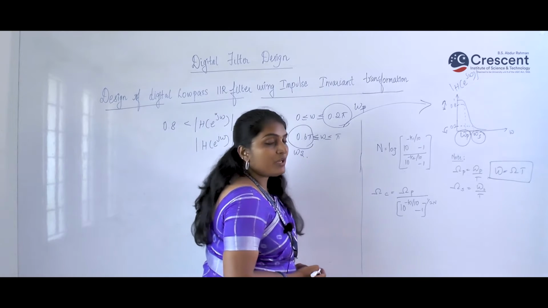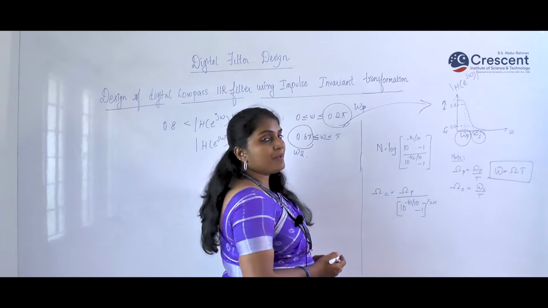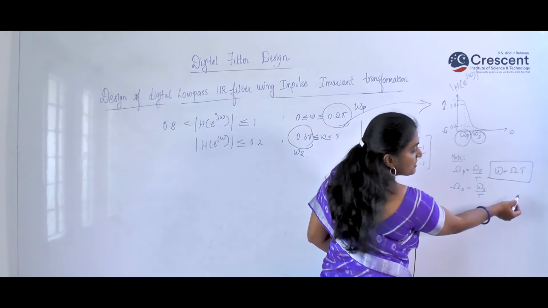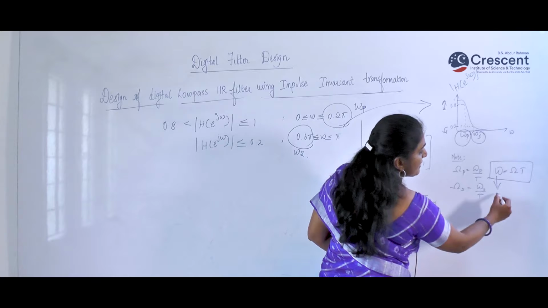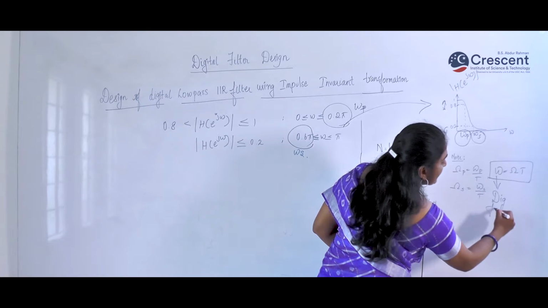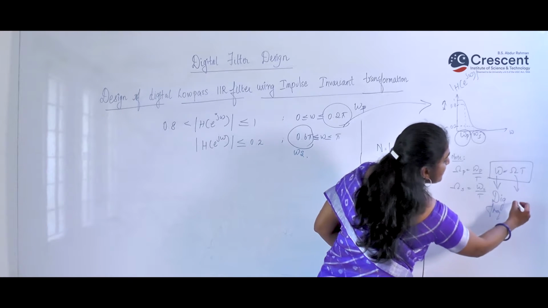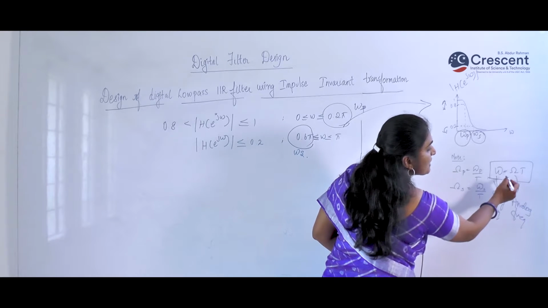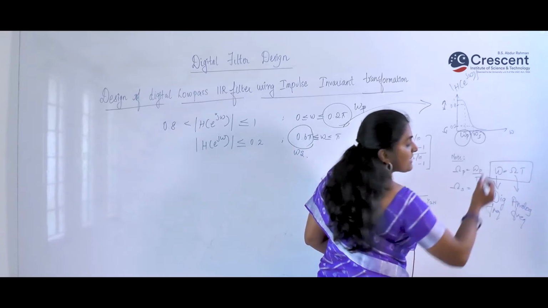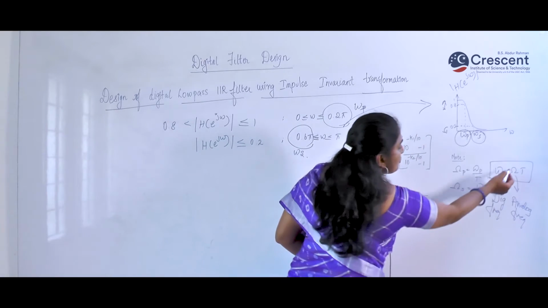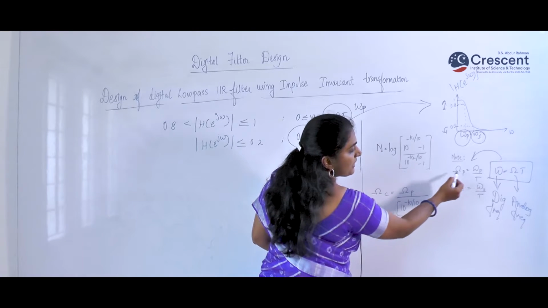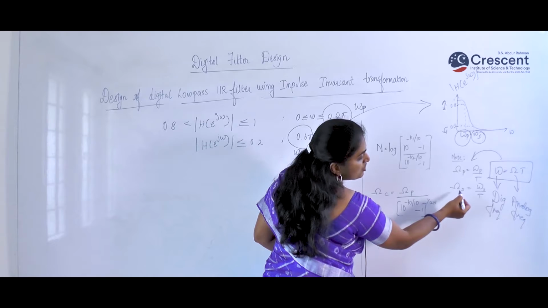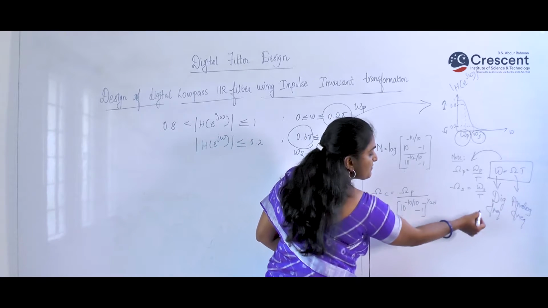And we need to consider one more important point while discussing the impulse invariant transformation, that is the relation between the analog frequency and the digital frequency. So this omega is the digital frequency, and this angular frequency is called the analog frequency, given by the relation omega is equivalent to omega into T, where T stands for the sampling period. So according to that, the analog passband frequency is equivalent to omega p by T, and the stopband frequency is equivalent to omega s by T.